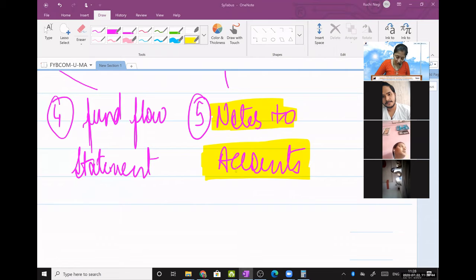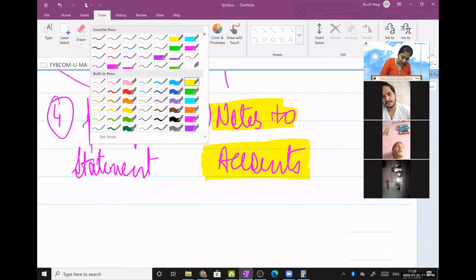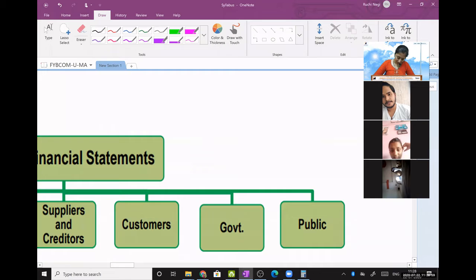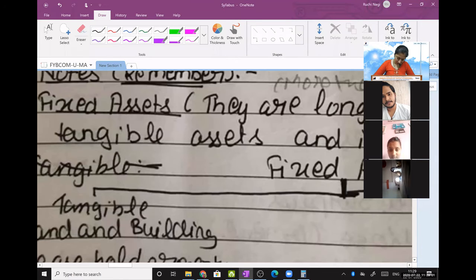Okay, fine. Thank you, students. So till here it is clear to everyone. Now I will explain this part. These two: notes to accounts and fund flow statement. First, let us understand what notes to accounts is. I'll be writing an example down here and let's see how much you understand.